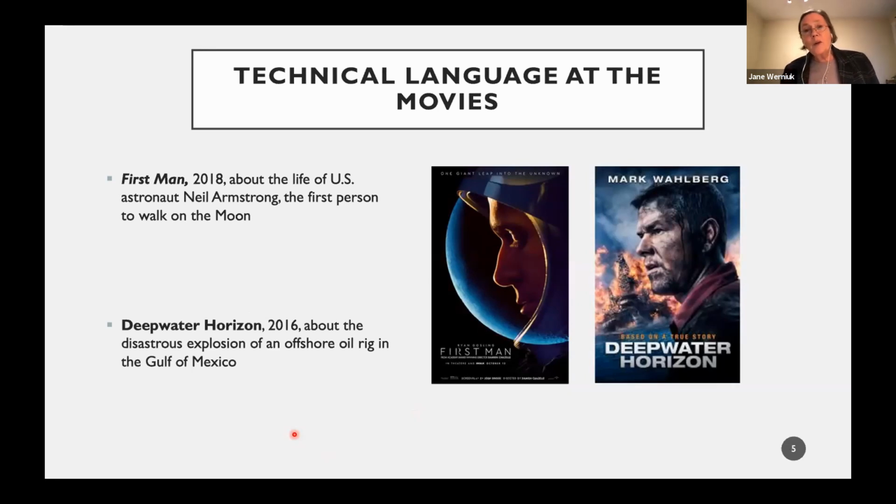There's room for good technical language in a lot of places. I've been seeing a lot of movies lately, and two that I saw recently are based on true facts, but they lean very heavily on technical fields. The movie First Man was about the life of US astronaut Neil Armstrong, who was the first person to walk on the moon.